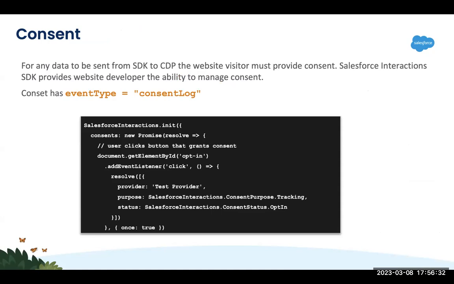In terms of consent level, the Salesforce Interactions SDK provides website developers the ability to manage consent with the event type consent log. Initially, it was not there, but this consent has been implemented quite recently, in the last couple of years. So this consent has an event type consent log.